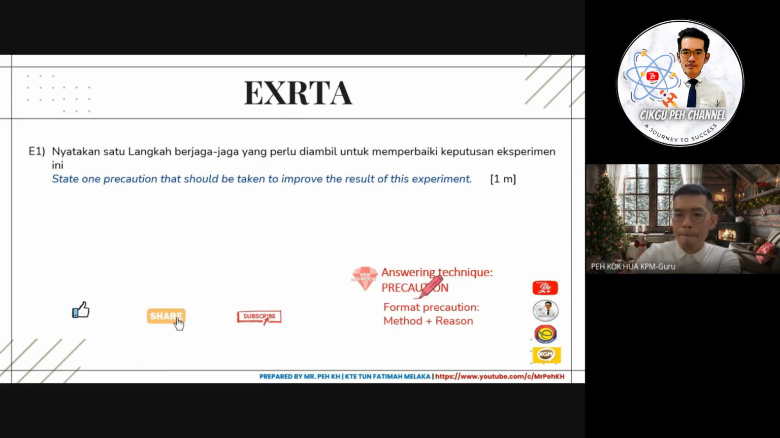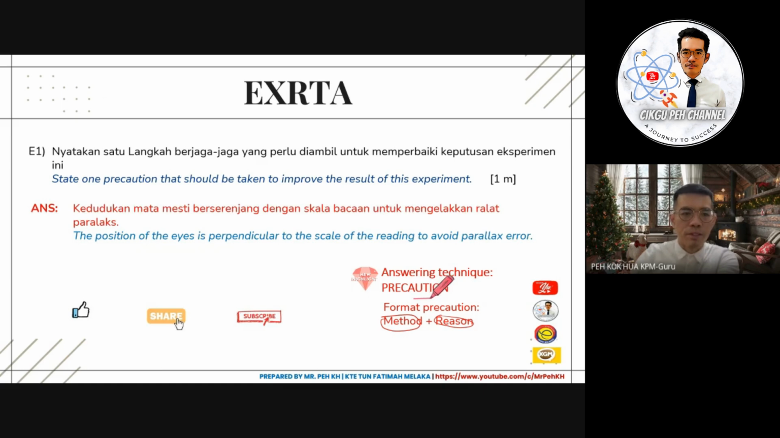For the answering technique for precaution, you need to give the format of method plus reason. What do I mean by method plus reason? The reference answer will be like this: the position of the eyes is perpendicular to the scale reading to avoid parallax error. This is one of the suitable precautions. The method is that the eyes must be perpendicular to the scale reading. Why do you do this? Because you want to avoid parallax error. This is the reason. So make sure that you give method plus reason for your precaution.